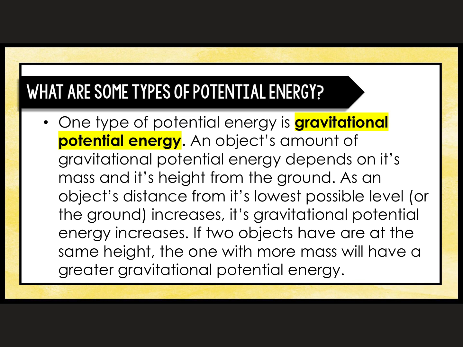One type of potential energy is called gravitational potential energy, or GPE. An object's gravitational potential energy depends on its mass and the height from the ground. As an object's distance from its lowest possible level, aka the ground, increases, its gravitational potential energy also increases. If two objects are at the same height, the one with more mass will have a greater gravitational potential energy.